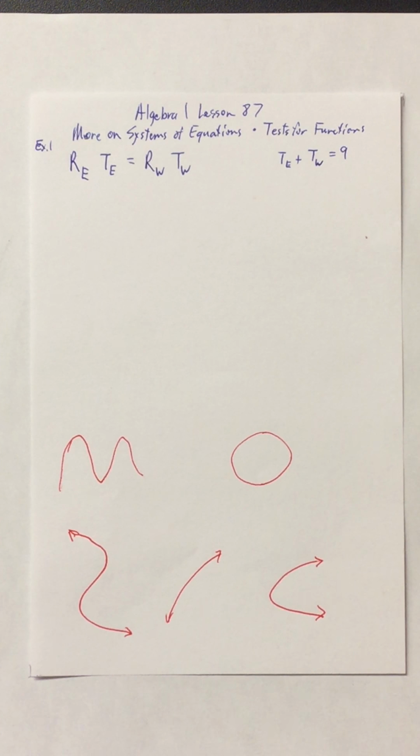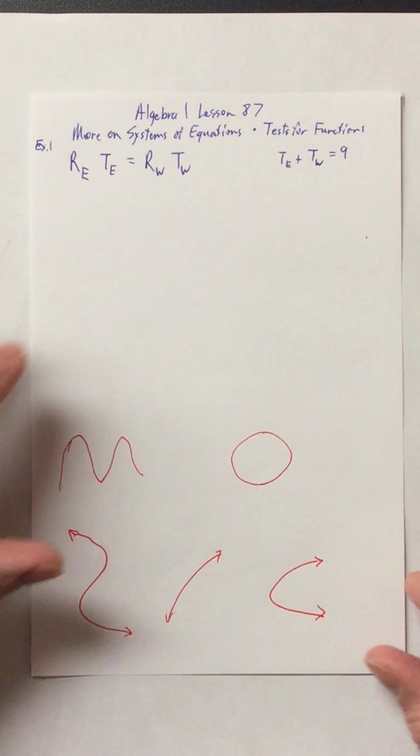Hello, this is Mr. Rasmussen with Algebra 1, Lesson 87. This one has two parts to the lesson. The first one is just a step further into a more complicated equation, and the second one is really simple, a test for a function. Let's look at the first example given in the lesson and work through that problem.